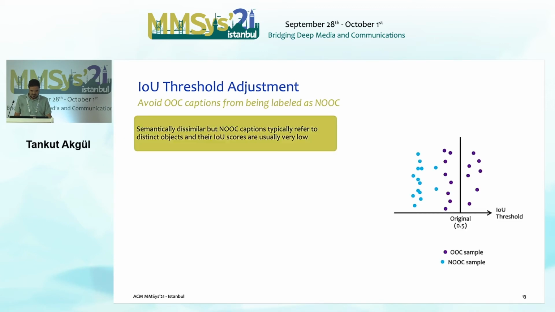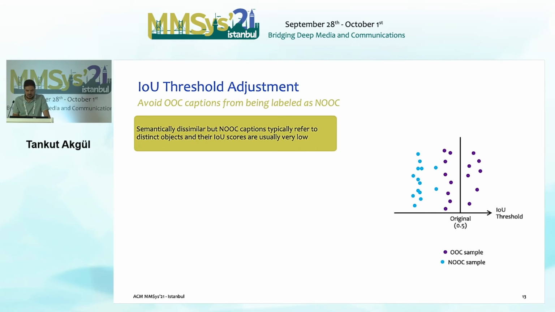And the last method is IOU threshold adjustment. As I mentioned, the semantically dissimilar or not out of context captions typically refer to distinct objects in the image. So if the captions are semantically dissimilar, that's mainly because they talk about distinct objects in the image. And since they are distinct objects, the overlap score is very low.